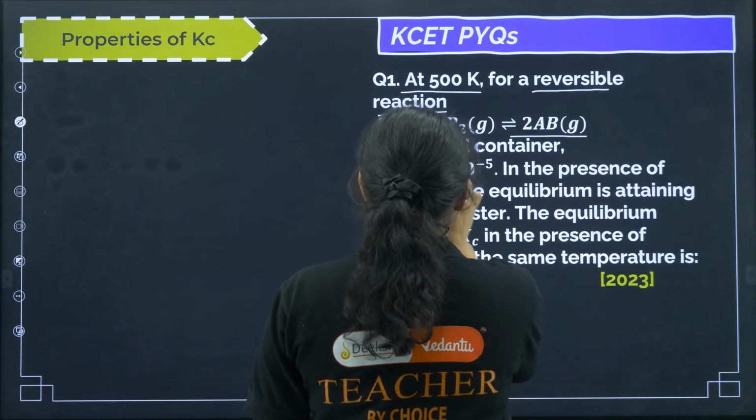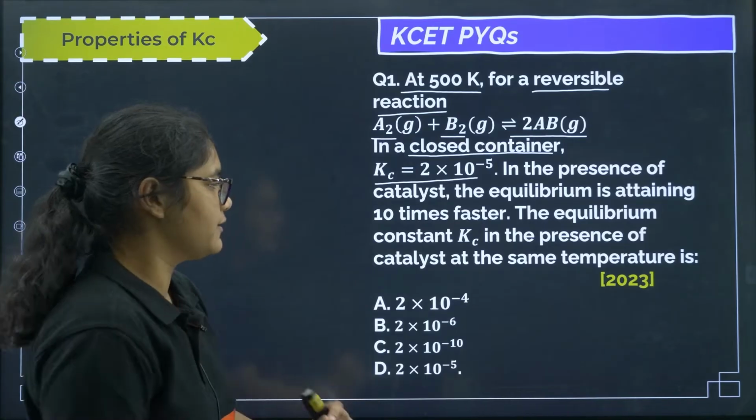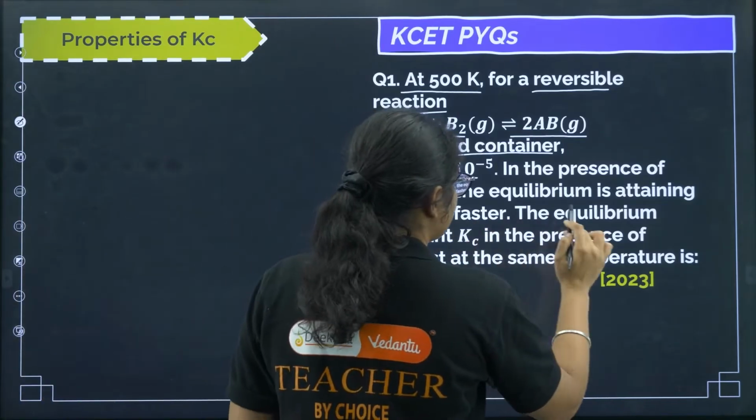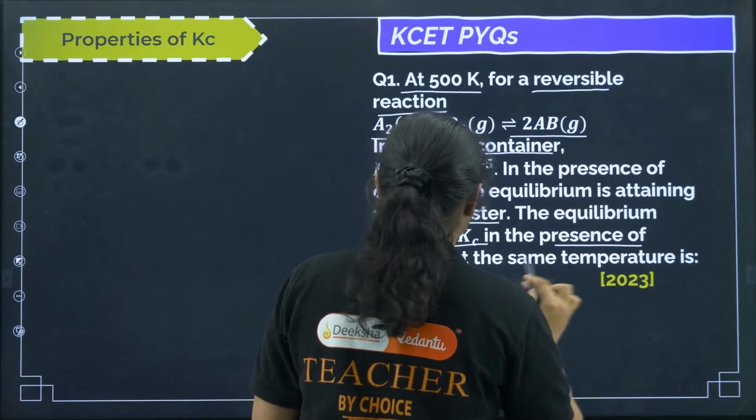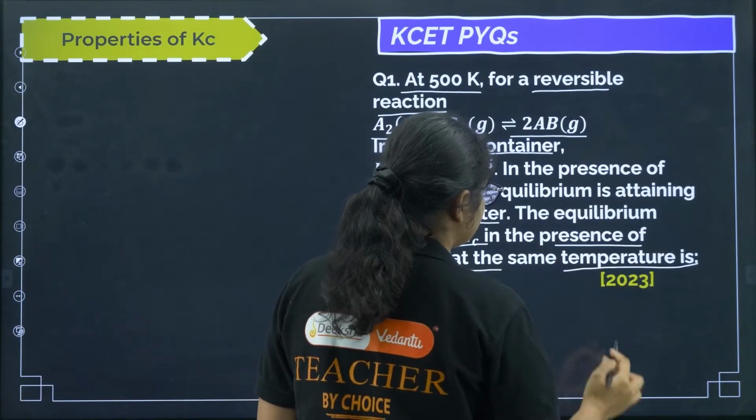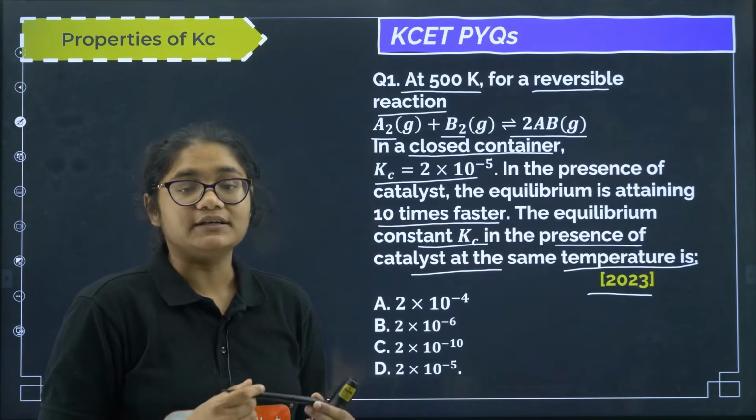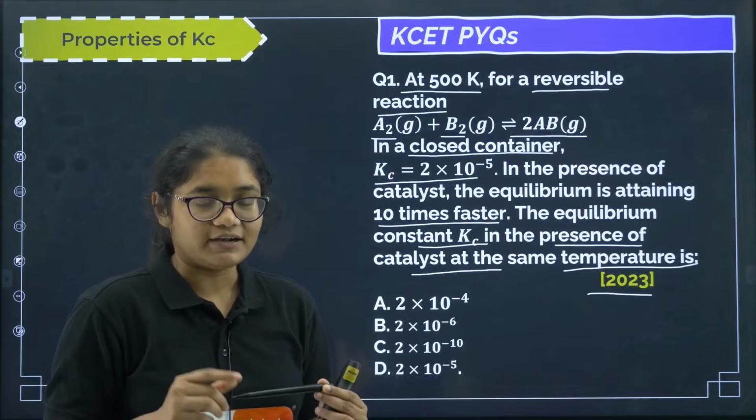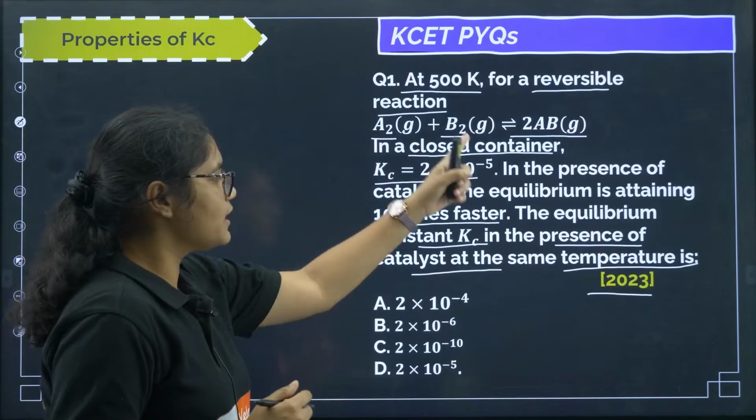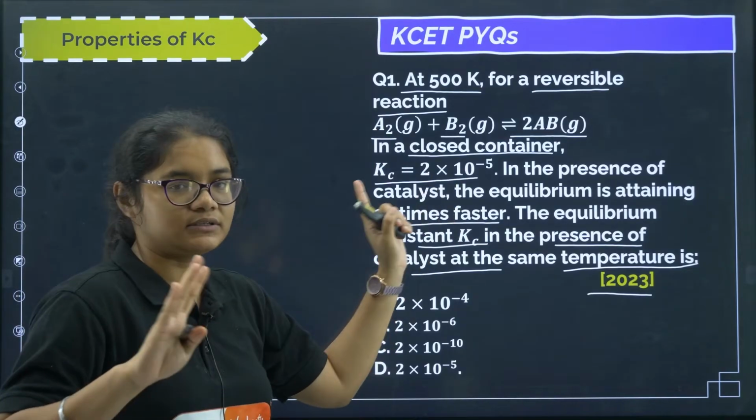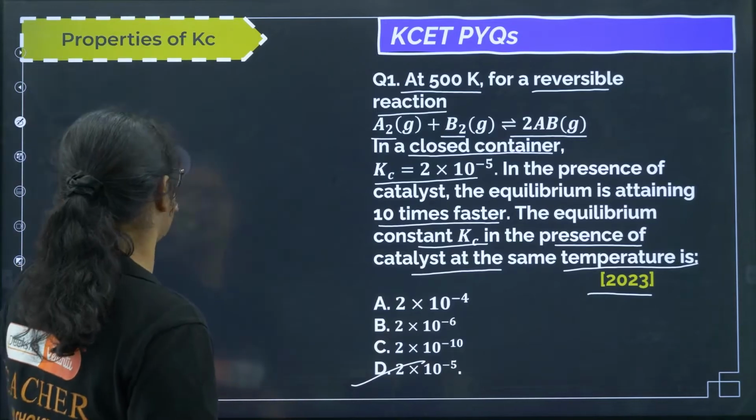In a closed container, Kc is equal to 2 into 10 to the power of minus 5. In the presence of catalyst, the equilibrium is attained 10 times faster. The equilibrium constant K in the presence of catalyst at the same temperature is, 2023 question. So we know that the equilibrium constant is dependent only on the temperature. It is not affected by the presence of the catalyst. So whatever was the equilibrium constant before, the same will be now also. So 2 into 10 to the power of minus 5 will be the correct answer here.